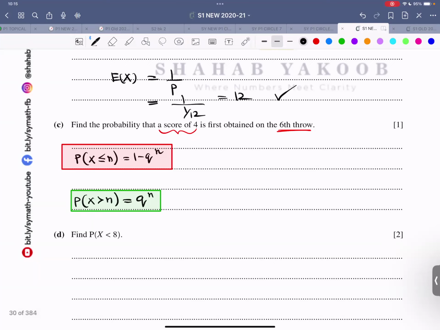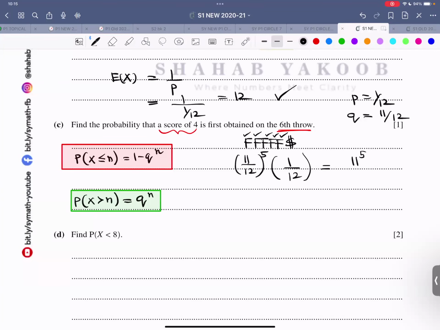That is probability of success on the 6th throw. That means there are 5 failures and the success is the 6th one. So the failure is 11 over 12 because the probability of success is 1 over 12. Probability of failure is 1 minus probability of success, which is 11 over 12. So 11 over 12 is written 5 times, multiplying by itself. That's raised to the power of 5 into 1 over 12. And you just multiply it out. That is 11 power 5 over 12 power 6. And that will be the answer.